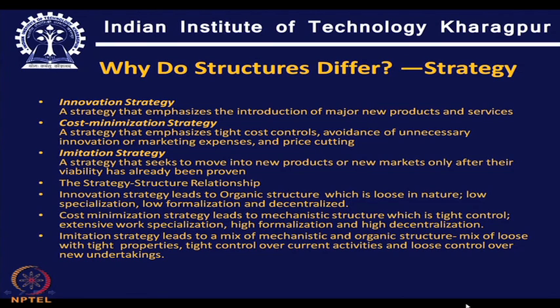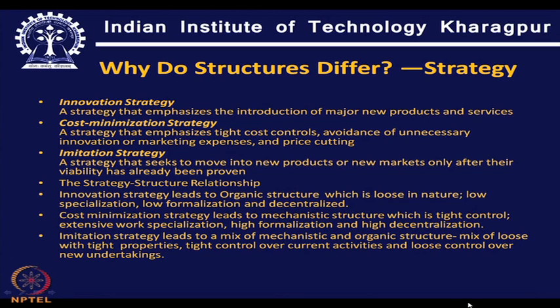If you have to imitate and bring a product to the market after its viability has already been proven, then we have to take care of both things, some new features added to it and also the cost part of the products. For that, a mix of both mechanistic and organic structure is the answer which helps to reach this imitation strategy. That is tight control over current activities and loose control over new undertakings.